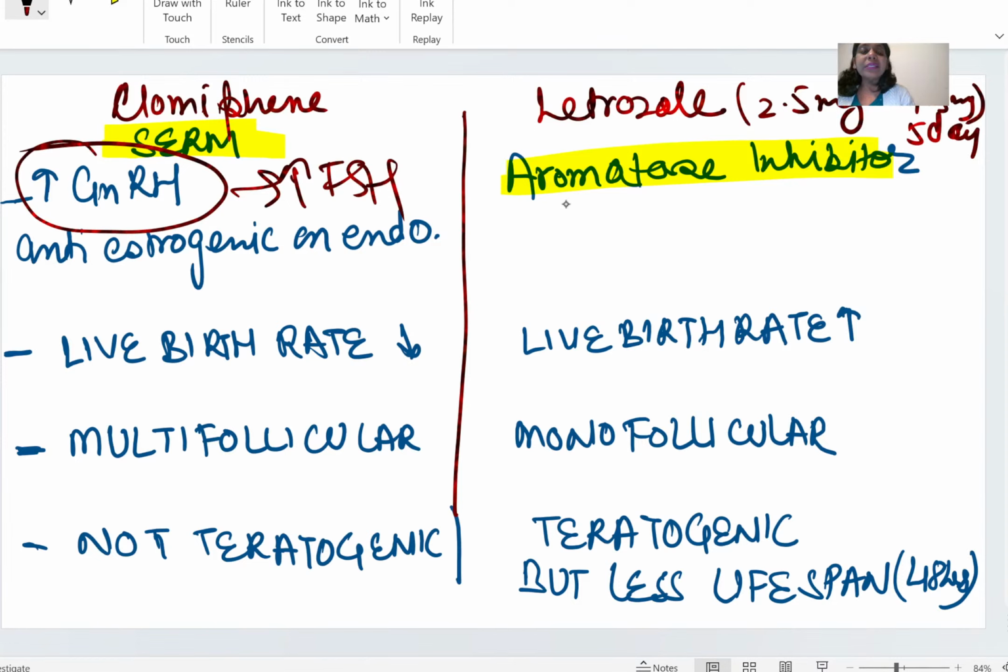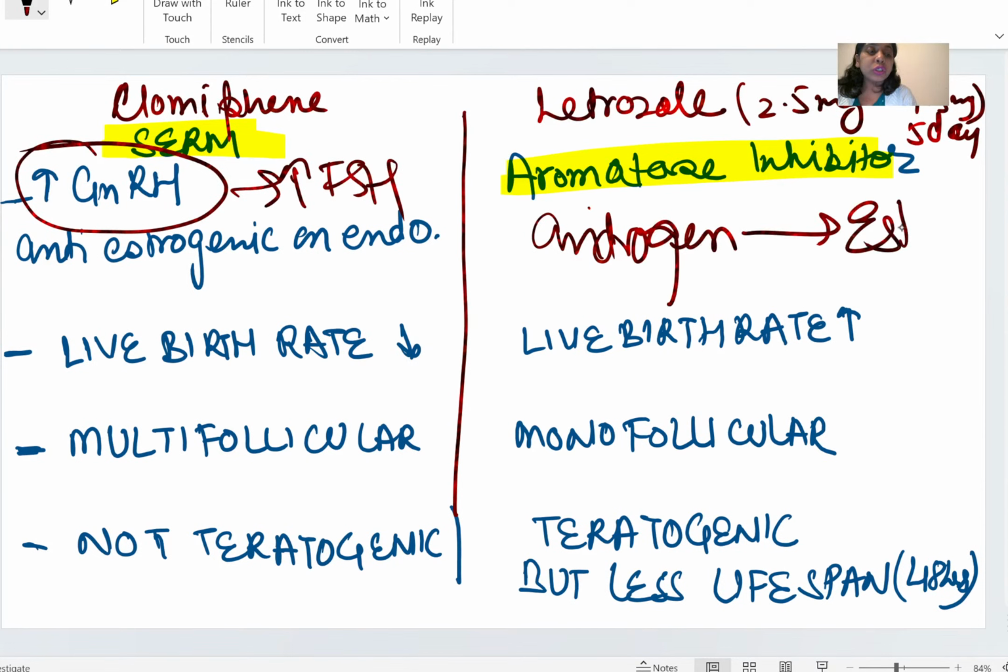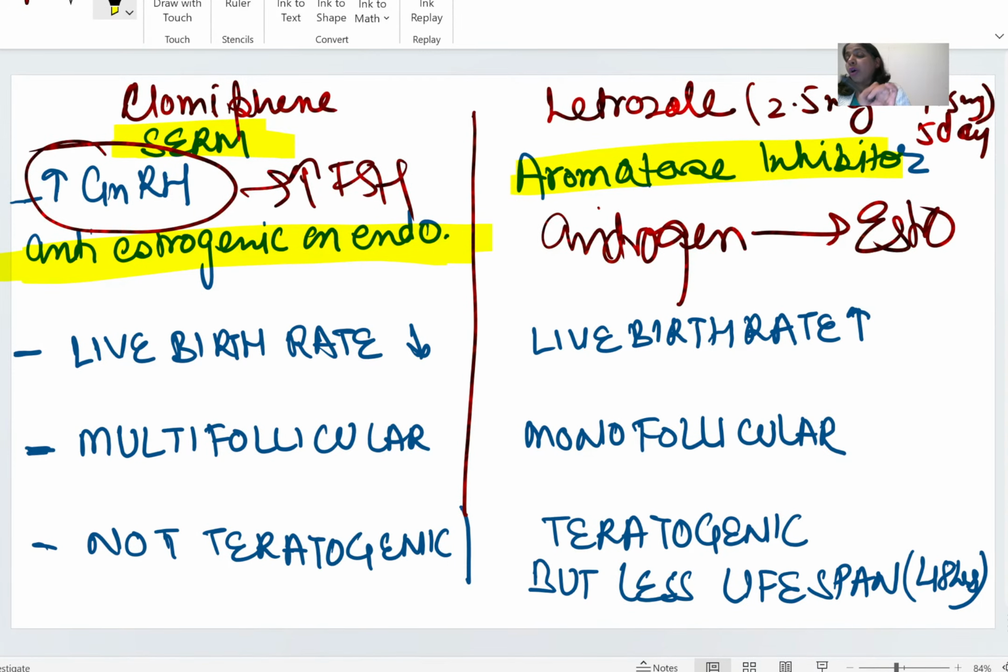Okay, this is an aromatase inhibitor. What does aromatase do? Androgens are converted into estrogen. So by inhibiting aromatase, the follicle size is increased. Because clomiphene is a SERM, selective estrogen receptor modulator, it is anti-estrogenic on the endometrium. So it thins the endometrium. Because it thins the endometrium, implantation then becomes a problem.